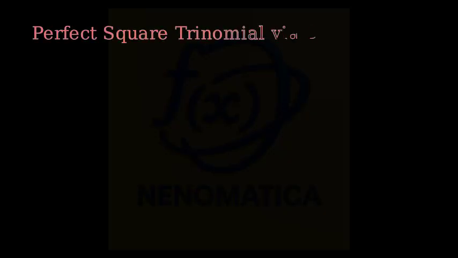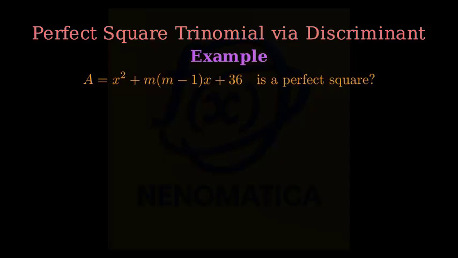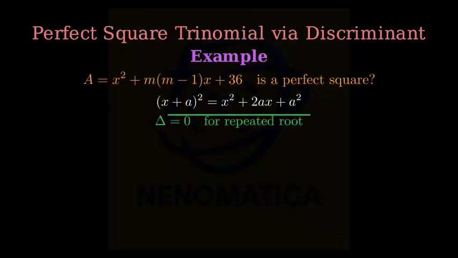In this example, we will find all real values of m that make the quadratic expression A equals x squared plus m times (m minus 1) times x plus 36 a perfect square trinomial. A quick reminder, a perfect square trinomial has a repeated root. Equivalently, it can be written as (x plus something) squared. That means the discriminant must be 0.